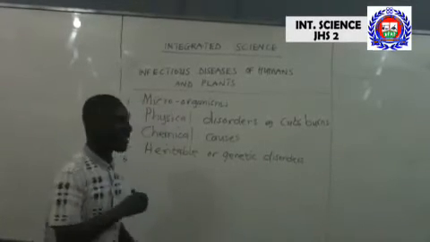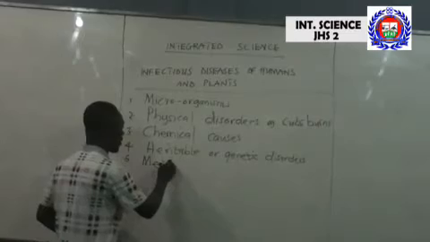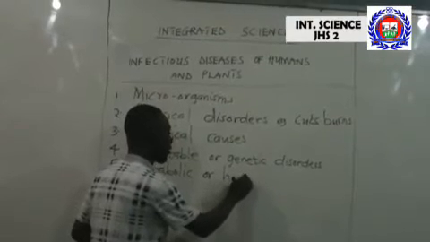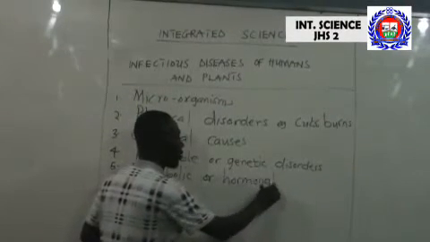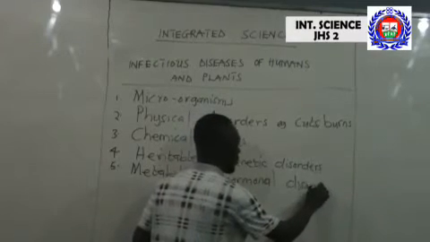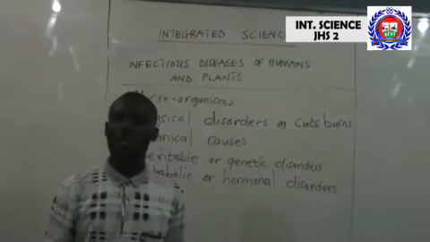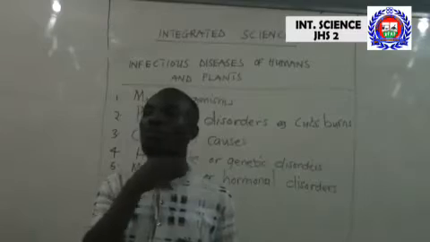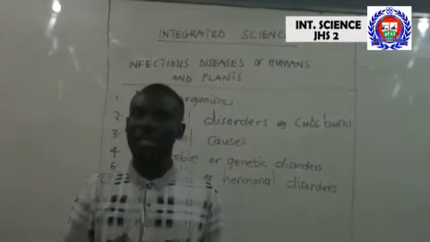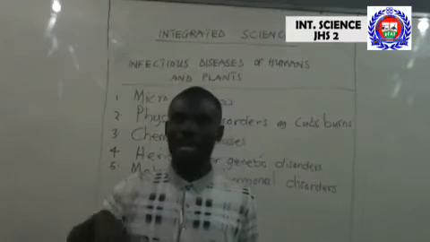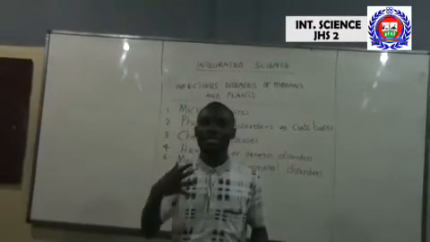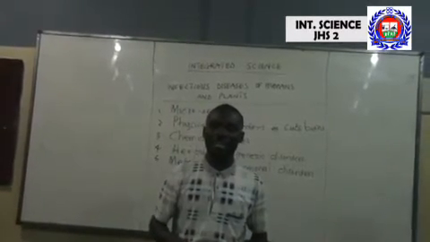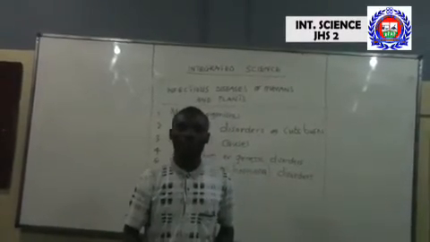The next one we are looking at is metabolic or hormonal disorders. Very good. When we say metabolic, when you eat food, it goes through your mouth, through the buccal cavity, the esophagus, then to your stomach, where digestion starts. If the food is not able to digest and causes a disease, that is what we call metabolic.